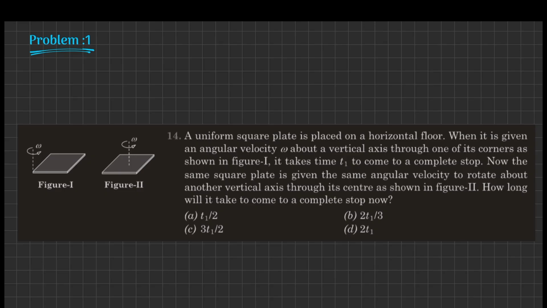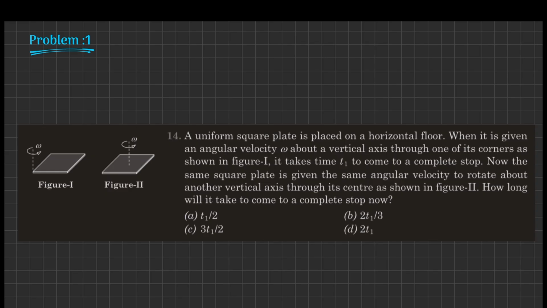Now the same square plate is given the same angular velocity to rotate about another vertical axis through its center as shown in figure 2. Here they have changed the axis. The plate is same and they have given same omega. Now it says how long will it take to come to a complete stop in the second case.